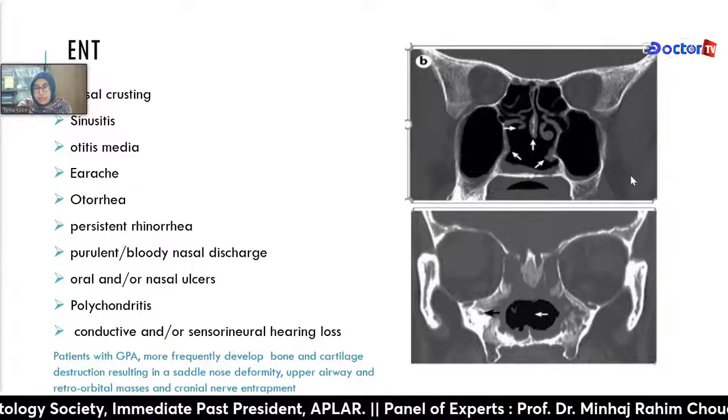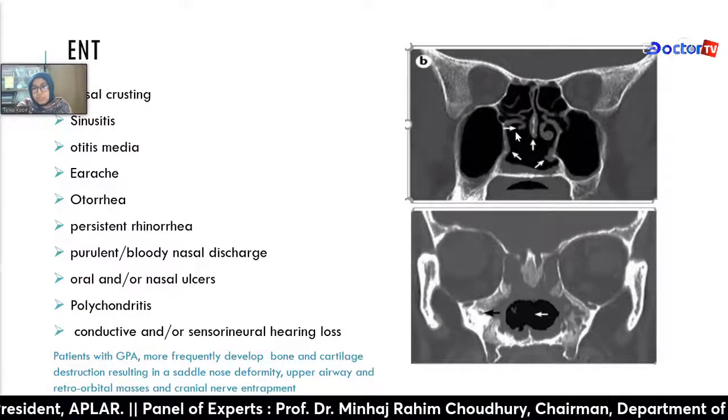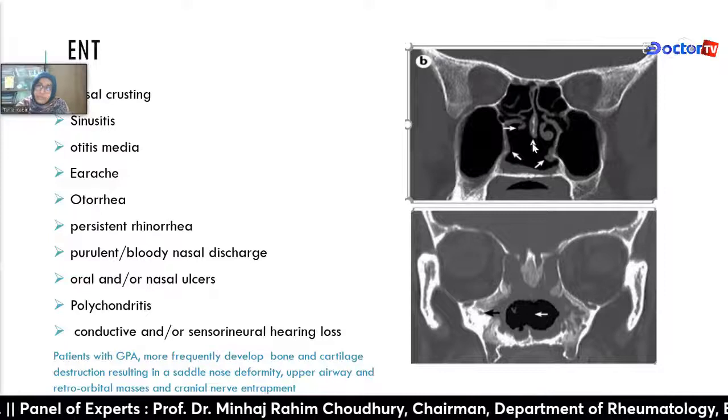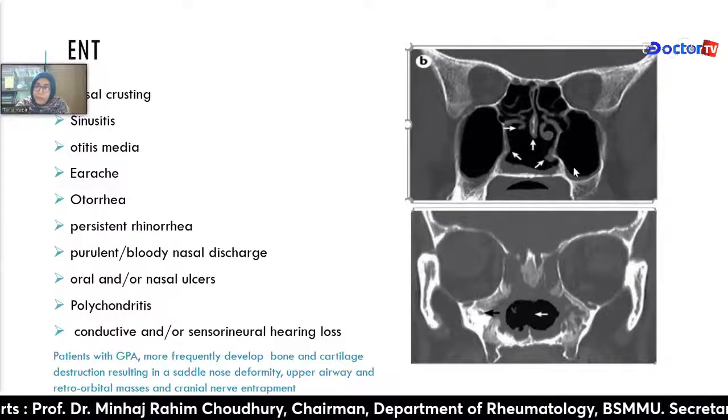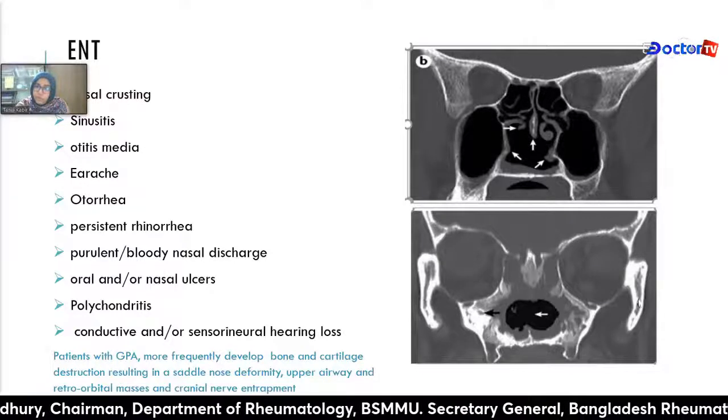This CT scan of the sinus is showing there is destruction of the inferior turbinate, partial destruction of the middle turbinate, and destruction of the nasal septum. This is the acute case, and in the chronic case, you can see there is complete destruction of the nasal septum and new osteogenesis.